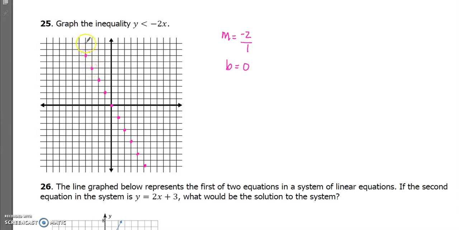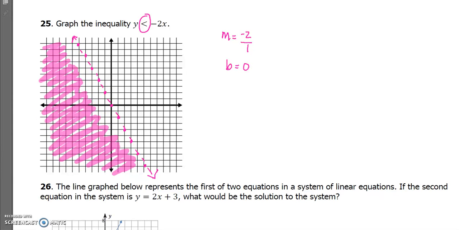Since I don't have a ruler, I'm going to make as many points as possible. And then look at my inequality sign. It doesn't have an equal to, so it is going to be a dashed line. And then it is less than, so it should be shaded below. So all of this should be shaded in.